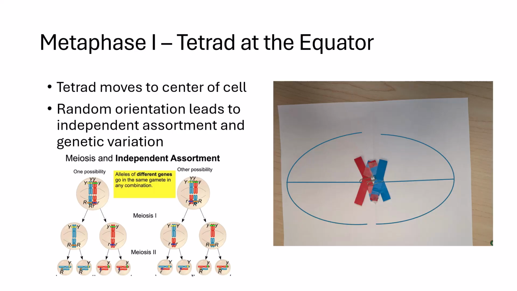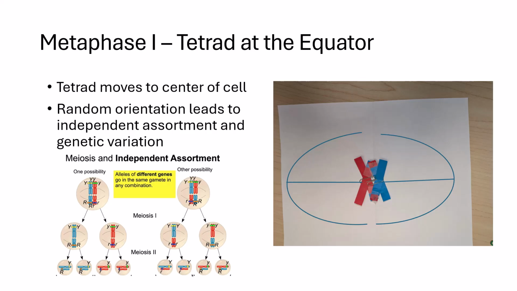During metaphase 1, entire homologous pairs line up at the center of the cell. This is different from mitosis, where individual chromosomes line up. Homologous chromosomes randomly orient themselves along the metaphase plate using spindle fibers. This random orientation leads to independent assortment, another major source of genetic variation. Since this is more difficult to see with only 1 tetrad, I added a diagram that shows random assortment of 2 tetrads.